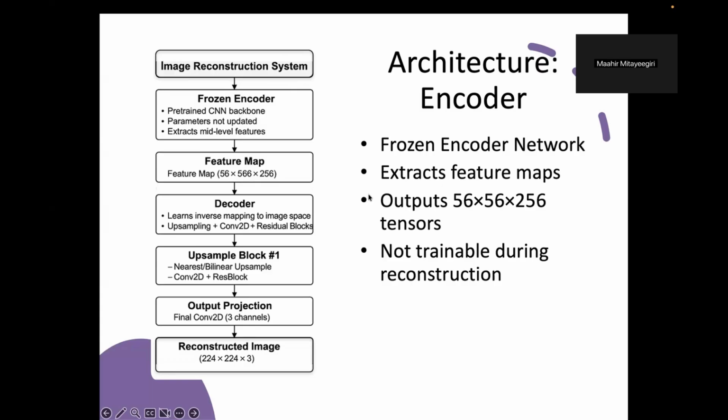So coming to the encoder part. On the encoder side we use a frozen encoder network. Its job is to extract feature maps from the input image. The encoder outputs 56 by 56 by 256 tensors, which serve as the input to our decoder. Importantly, the encoder is not trainable during reconstruction. It's frozen. This means we are not changing the feature representation itself. We are only training the decoder to interpret those features and reconstruct the image. That isolates the reconstruction ability of the decoder.